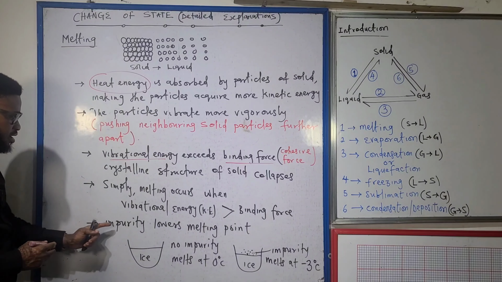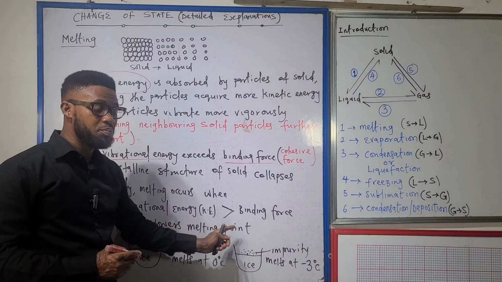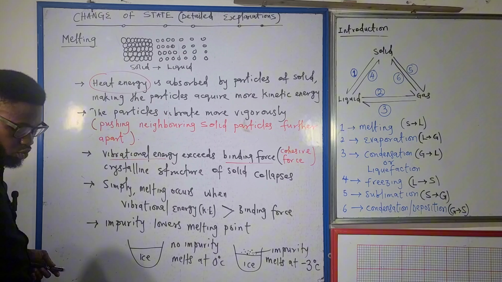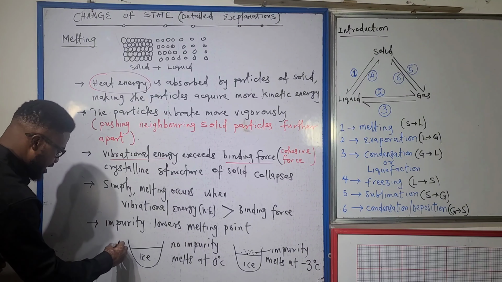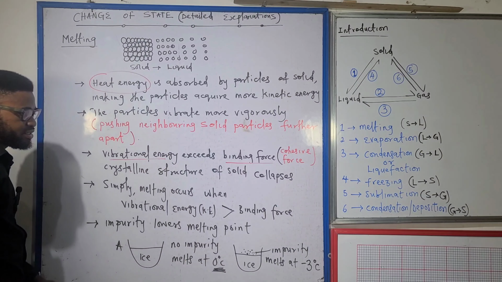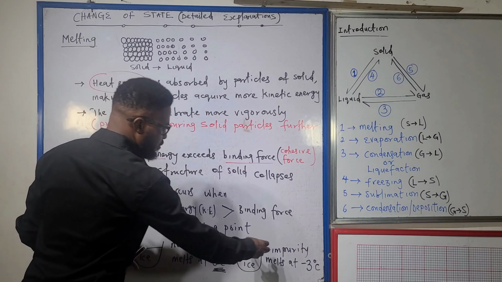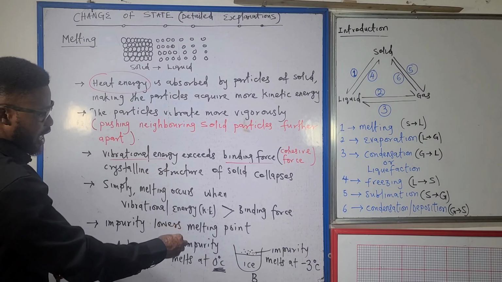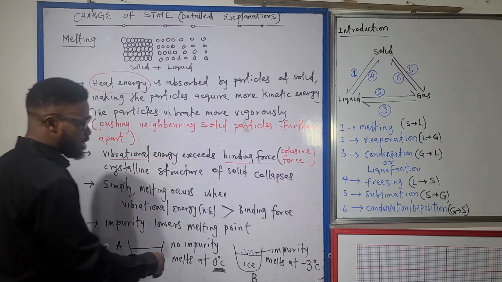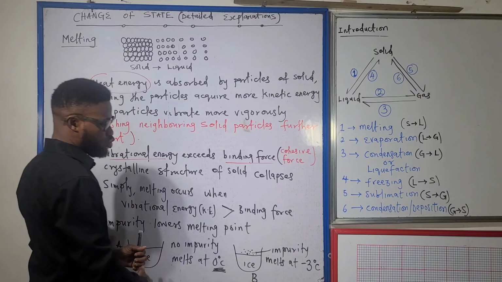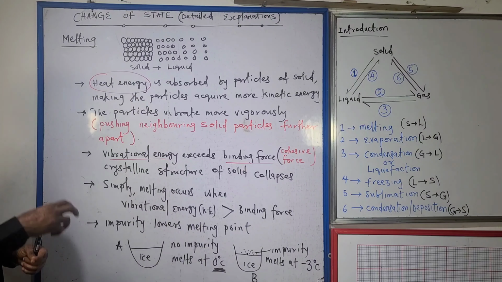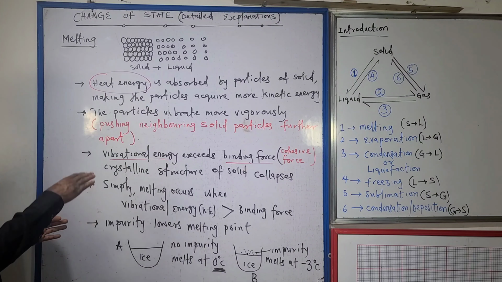Need I say here that impurity lowers the melting point of solids, which means that if I have two solids, let this be solid A, ice, no impurity, that is going to melt at 0 degrees Celsius. But let's assume I have impurity in ice B. I could do that if I sprinkle salt on ice B. If I do that, the solid will melt even before getting to 0 degrees Celsius, and that tells you that presence of impurity lowers the melting point of solid.